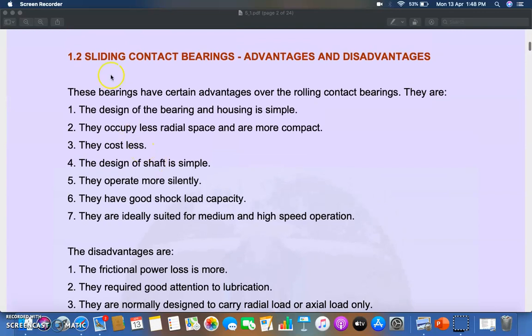What are the advantages of sliding contact bearings? These are a few advantages I have listed. The design of bearings and housing is simple. The cost is very low. They operate more silently, meaning the noise is very low.